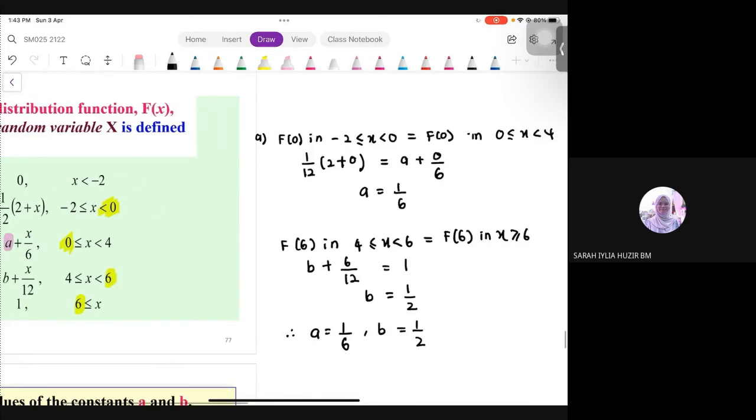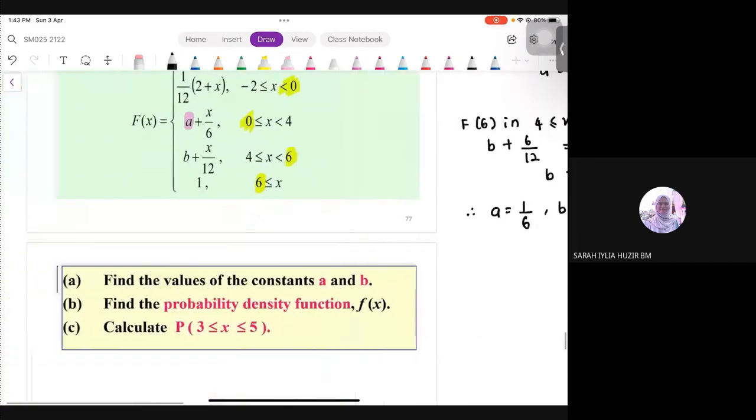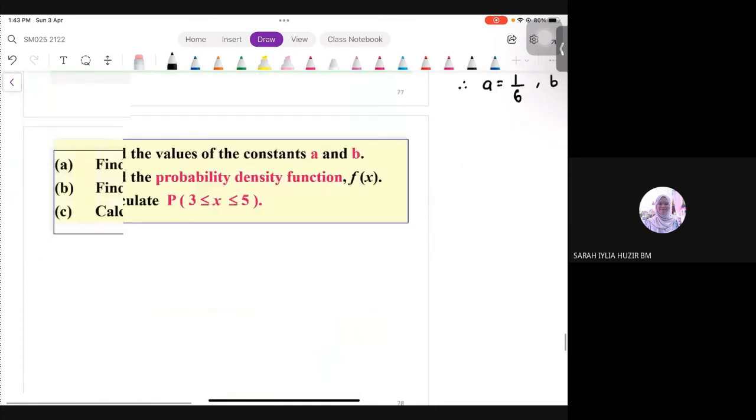Itu je. Dia tinggal substitute, ikut-ikut je. Sebab dia continuous. Tak perlu dah awak nak integrate apa-apa sebab dia bagi function dalam bentuk cumulative. Cumulative apa maksud dia? Kita dah siap integrate function tu.